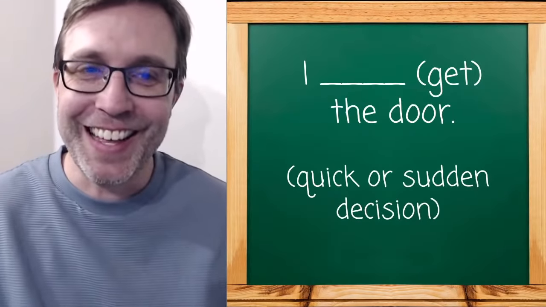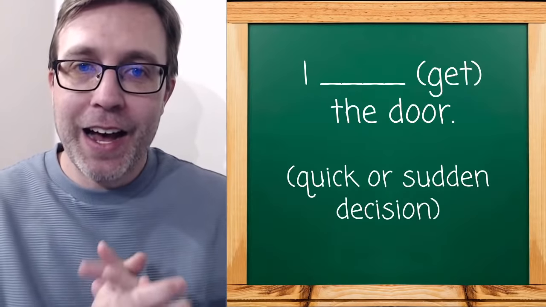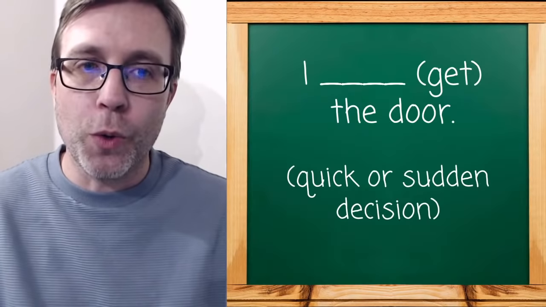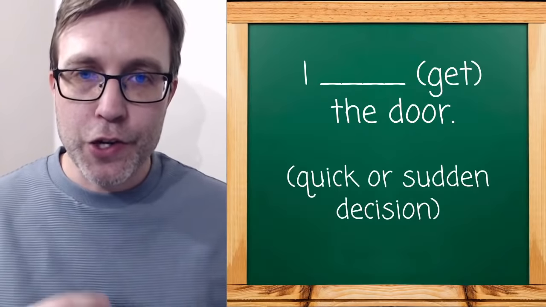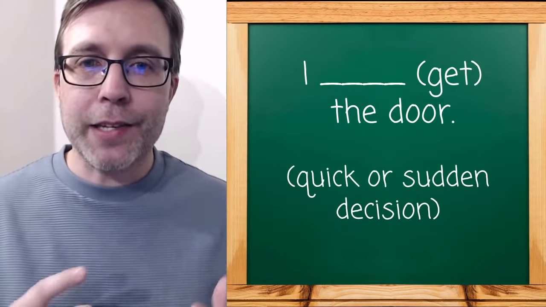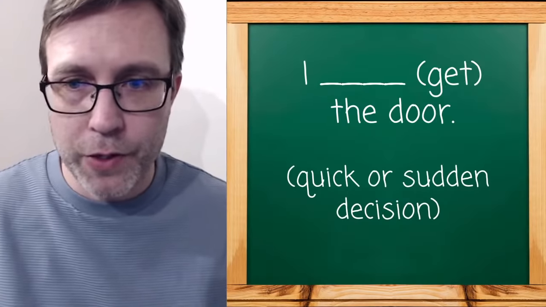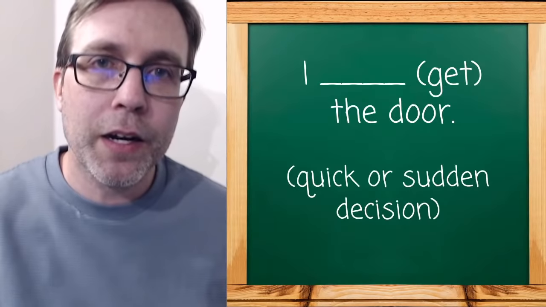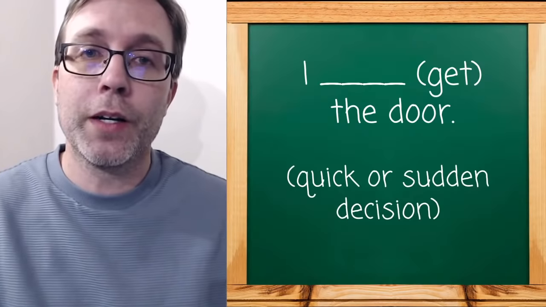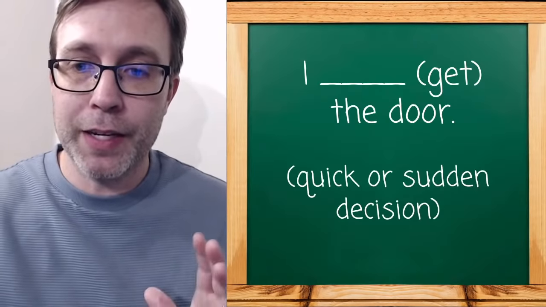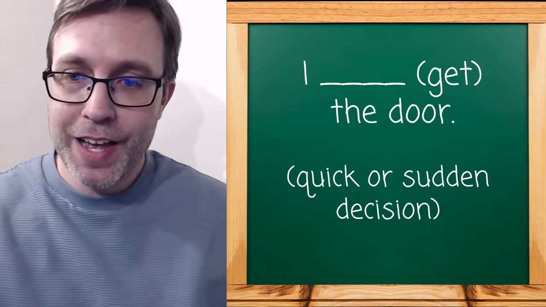Okay. The main verb is get. Okay. I am the door. In this case, I want you to think about the situation. And you're saying this sentence like it's a quick and sudden decision. So perhaps you're in your home and you hear this knock and somebody says, I am the door. And I want you to use the verb get. We're talking about a quick and sudden decision.